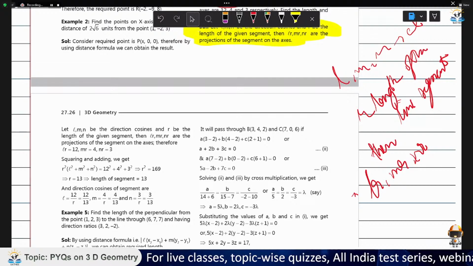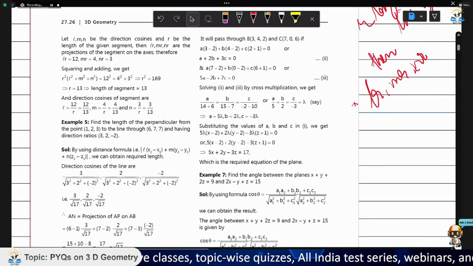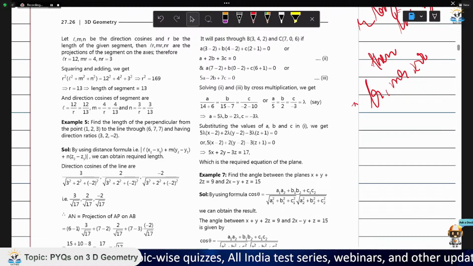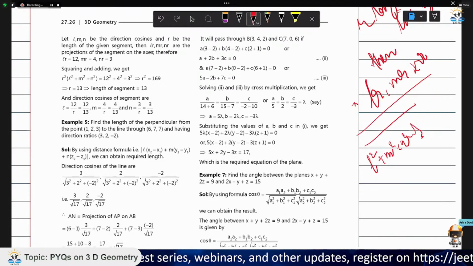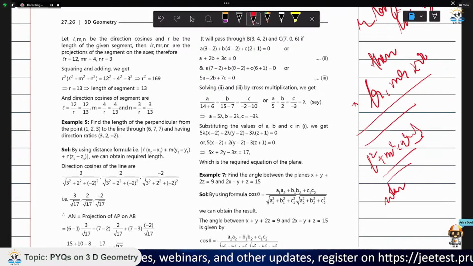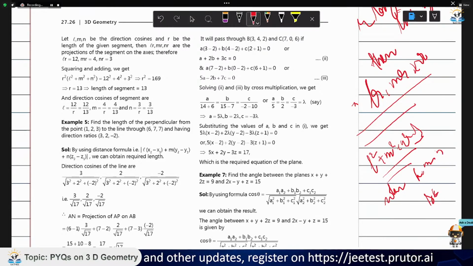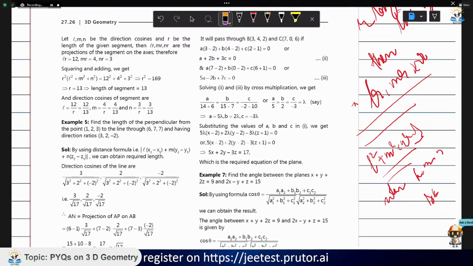And we know the values of these. We are already given these values, that is equal to 12, 4, and 3. Squaring and adding them gives me the value of R, because, as we already started in the next question, question number 2, L square plus M square plus N square is equal to 1, where L, M, and N are DCs. So we get the value of R. Now moving to the next question.